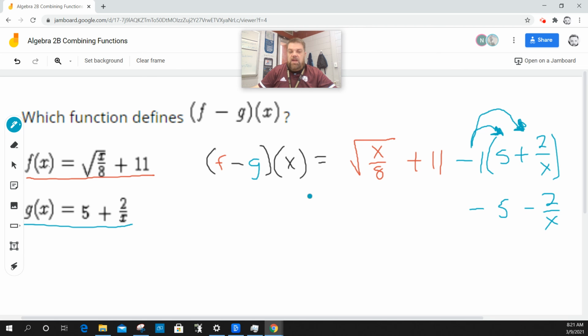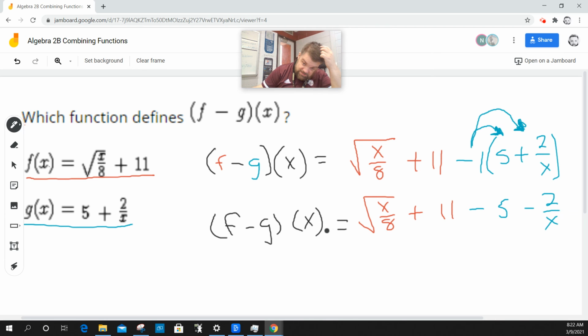Okay? And so then in the next line, everything else stays the same. So this is the square root of x minus 8 plus 11. And then I'm going to see if there's a way that I could simplify it. Now, this is different in how I simplify it, though. So this is a little more, I don't want to say complicated. First of all, I have some like terms. I have 11 minus 5. Okay? I have 11 minus 5.